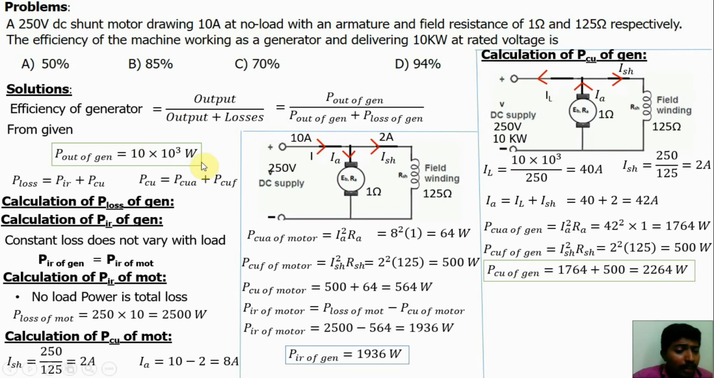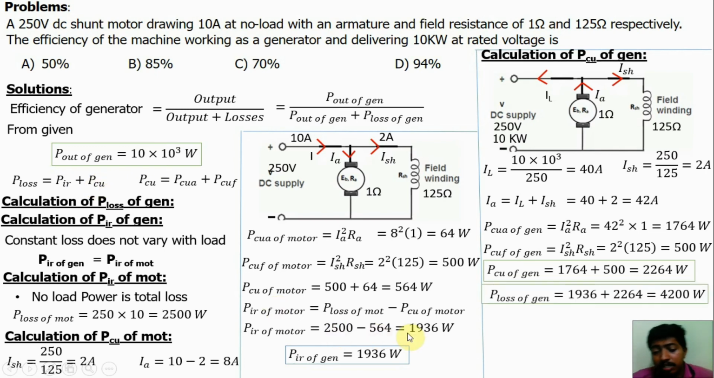Now the iron loss of the generator is known, copper loss of the generator is known, so we can easily find the total loss of the generator. P loss is equal to the sum of both. So we will get 4200 watts. Output is known, losses are known, so we can find the efficiency easily. So efficiency of the machine, output is equal to 10 power 4, so 10 power 4 divided by 10 power 4 plus loss value 4200. Efficiency is equal to 70.4%. So option C is correct.